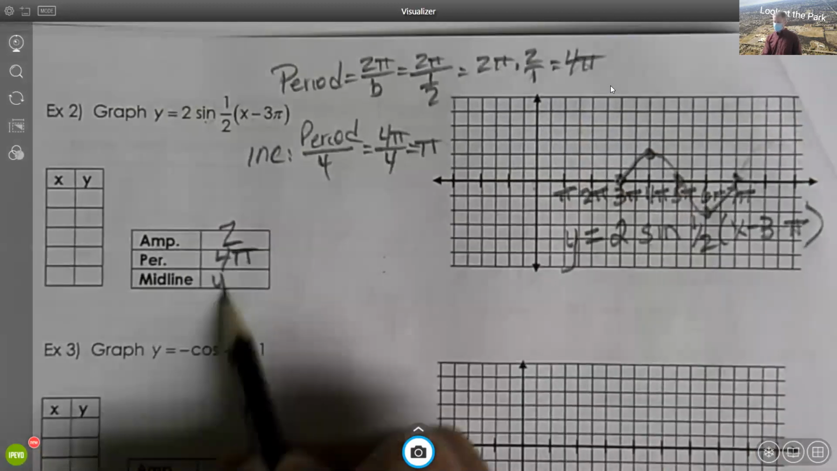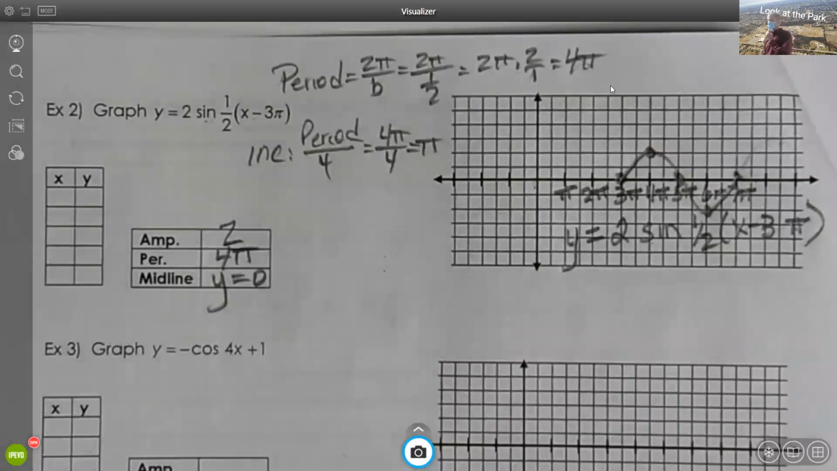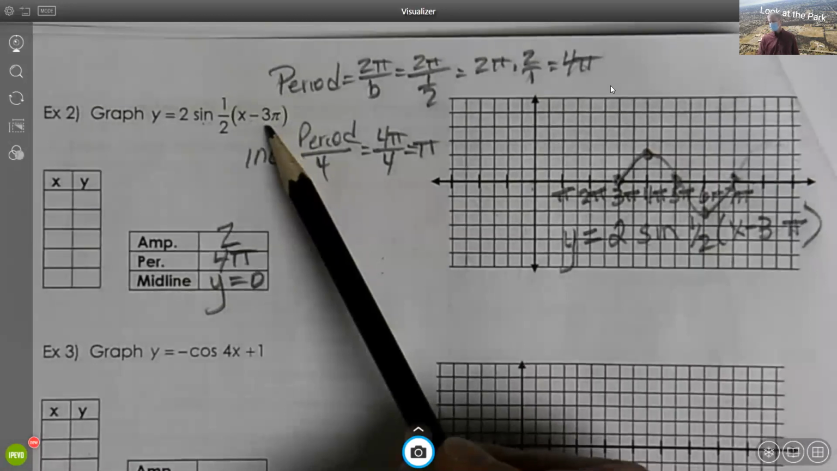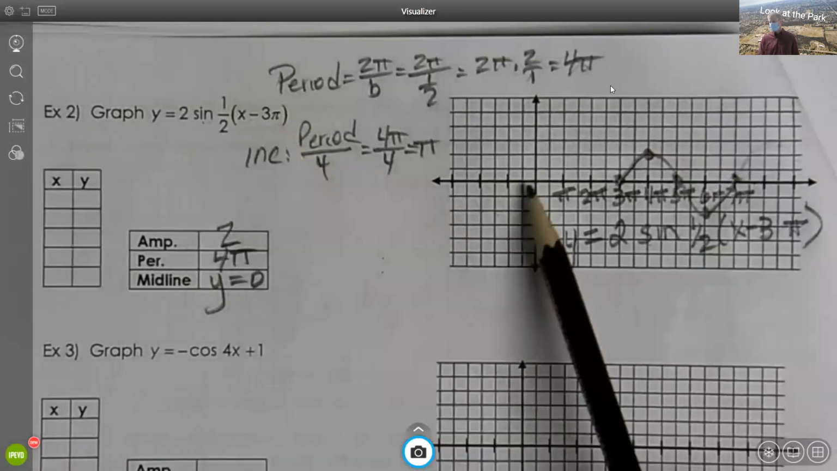And our midline is right on the x-axis, so that's called y equals 0. So why did you start at 3 pi? We started at 3 pi because that was our h value. We have our h value, which translates a graph.